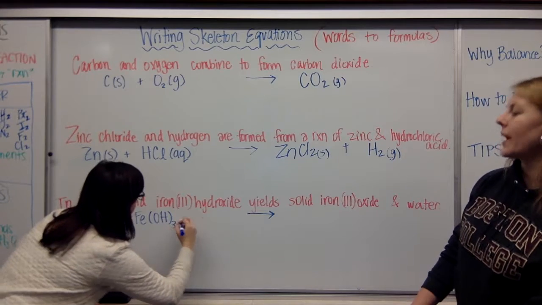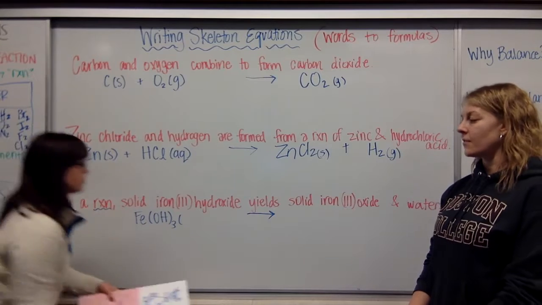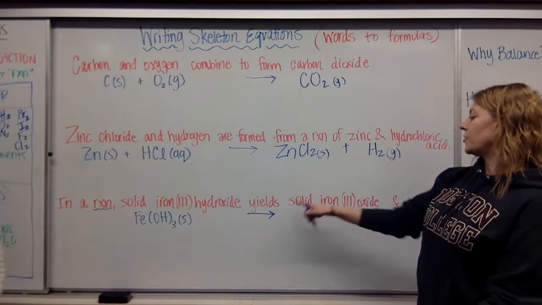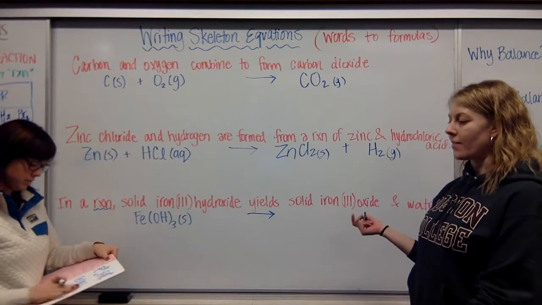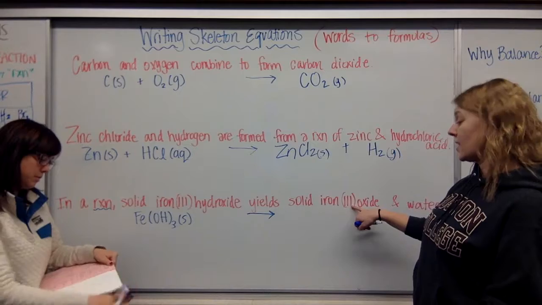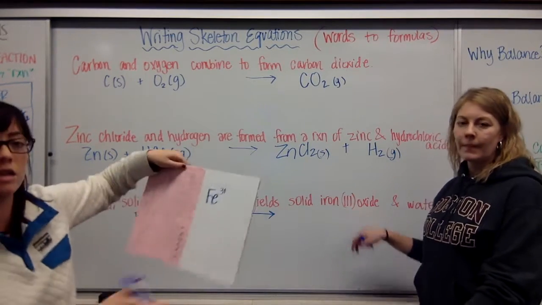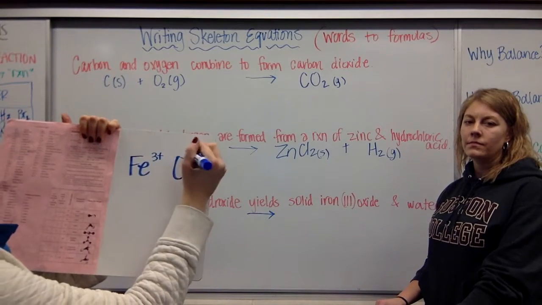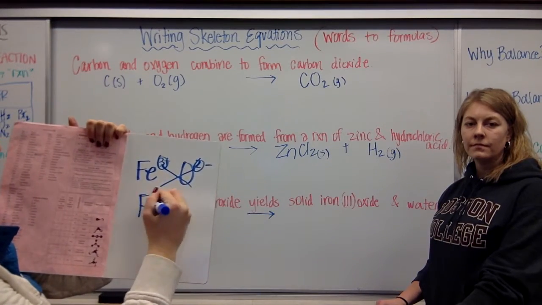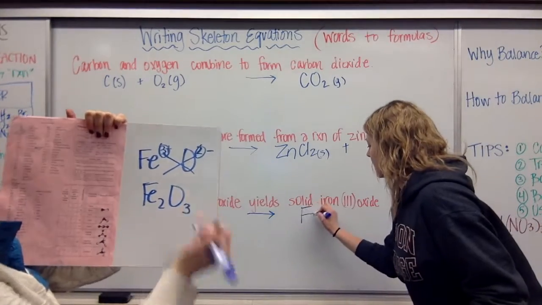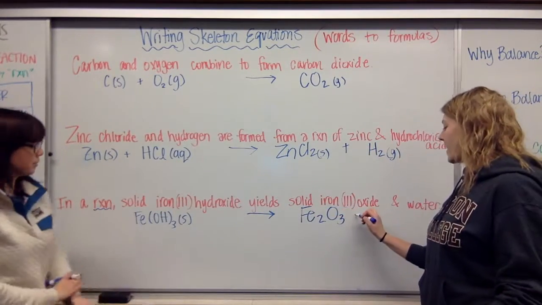Right, now that's our only reactant, and we're given what state of matter it is there. It says solid, so we're going to write an S in for solid, and it's going to yield solid iron 3 oxide. Okay, so again, we're going to need to do the crisscross method. So we have, again, iron 3+, and oxygen is always 2-. So we're going to end up with iron 3 oxide. Fe2O3.